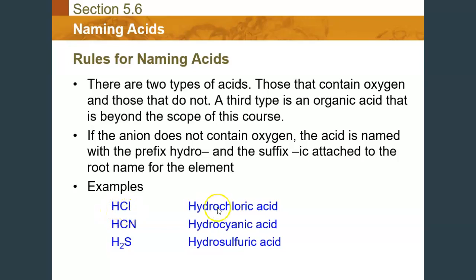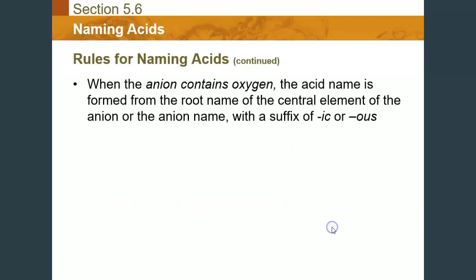So HCl, hydrochloric acid. Hydro meaning that it does not contain oxygen. Chlorine becomes chloric, and then you always tack on the name acid. The only polyatomic ion that does not contain oxygen that forms an acid is cyanide. So this would be called hydrocyanic acid. H2S, so sulfur right underneath the oxygen on the periodic table, also a chalcogen, would be hydrosulfuric acid.